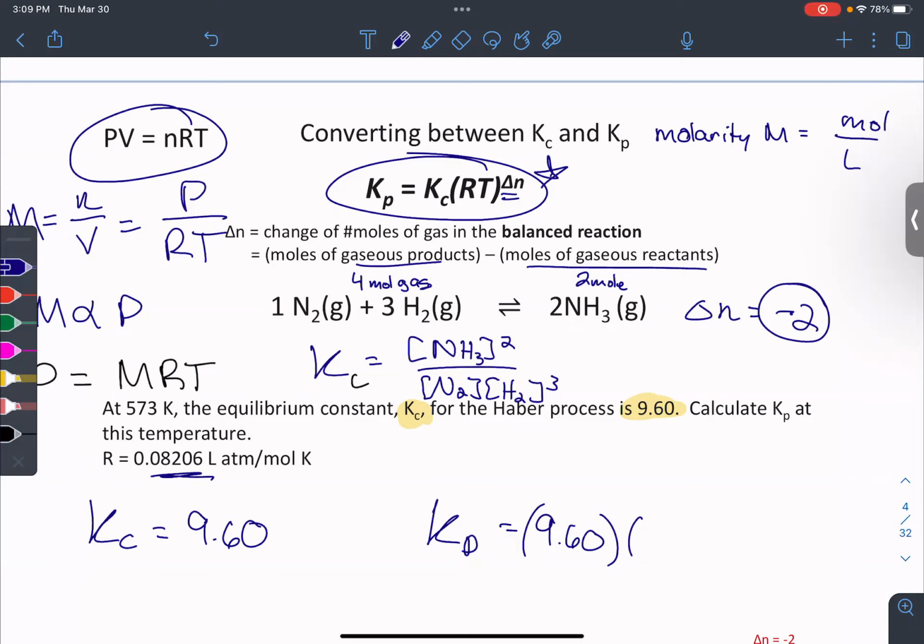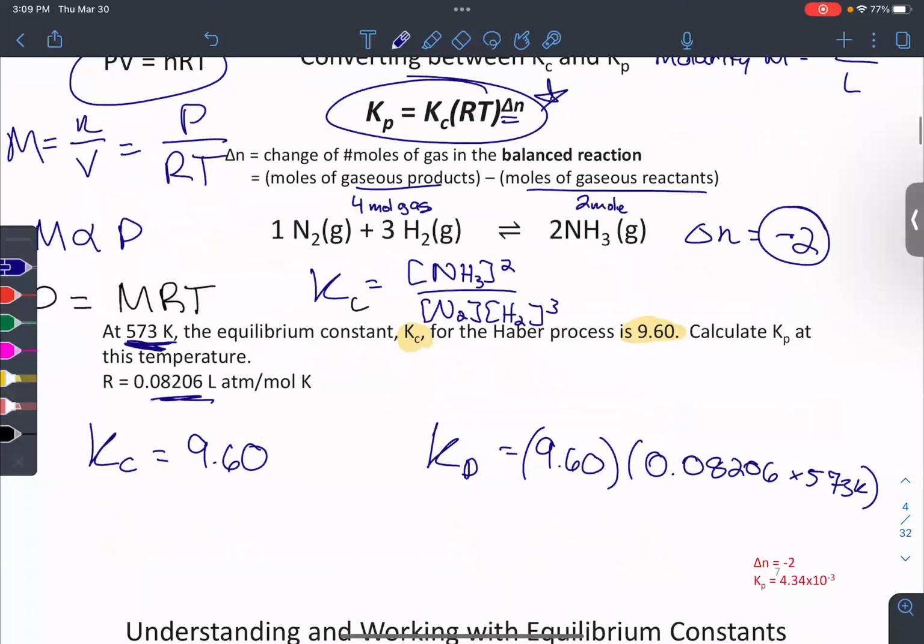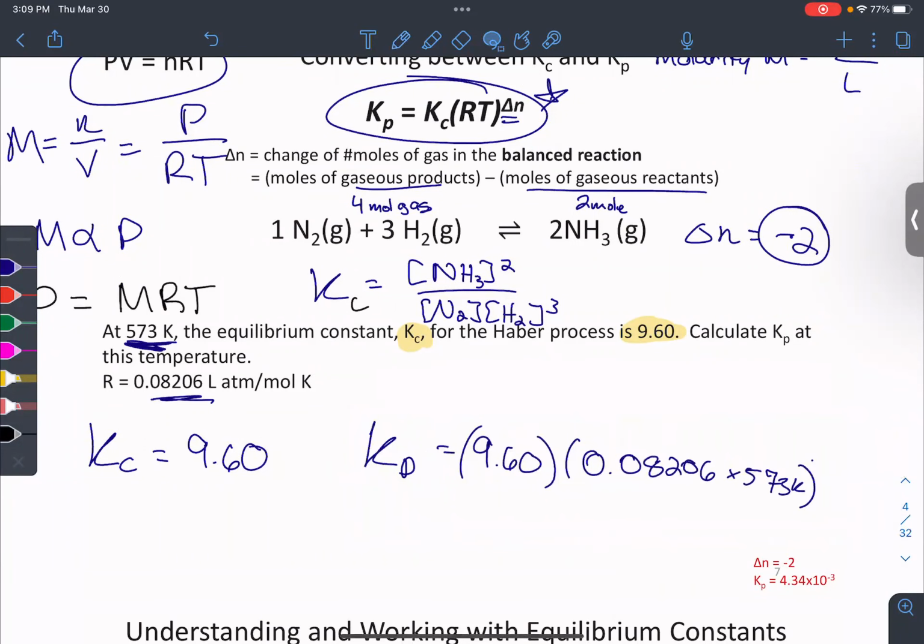Because we're working with gases now, and we're using PV equals nRT, which is based upon that liter-atm version of R. So we use the 0.08206 value times the temperature, which I give you as 573 Kelvin, and we take all of that to the delta N. In this case, it's -2. And that's what we get.